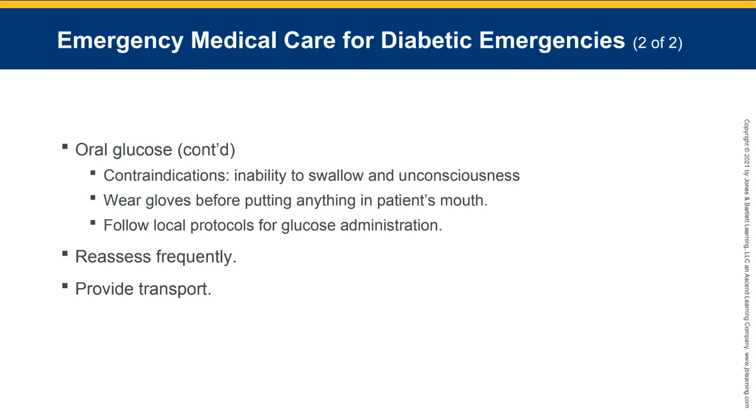Because when the patient comes in, patient face full of glucose, the patient's mouth full of glucose, you're compromising the patient's airway. That's the wrong way. So I'll show you how to do it properly when we get face to face. But the answer to the question is, if your patient is not able to communicate and follow commands, you cannot give them glucose by mouth. Full stop. So reassess the patient frequently, provide transport.